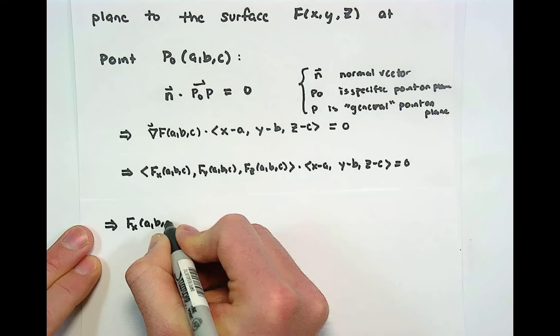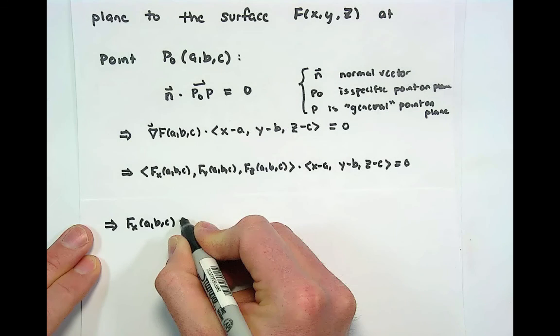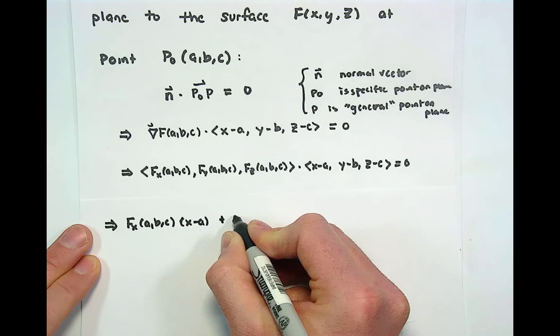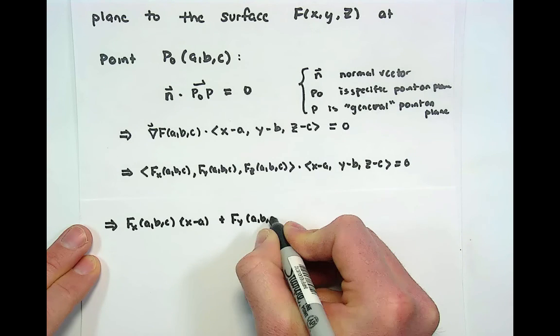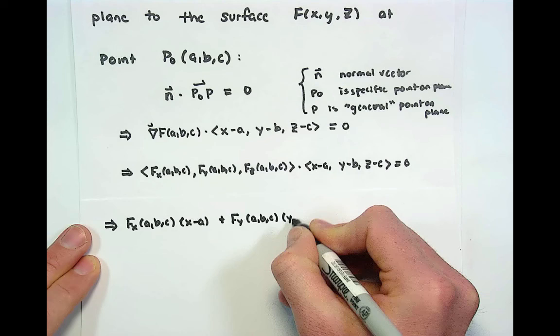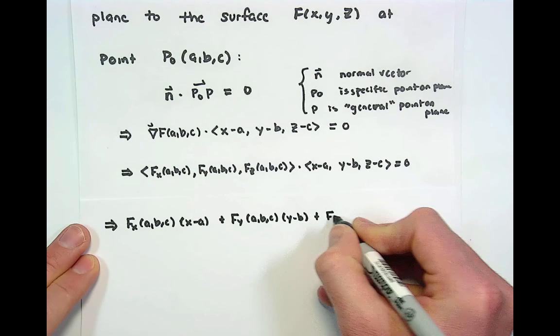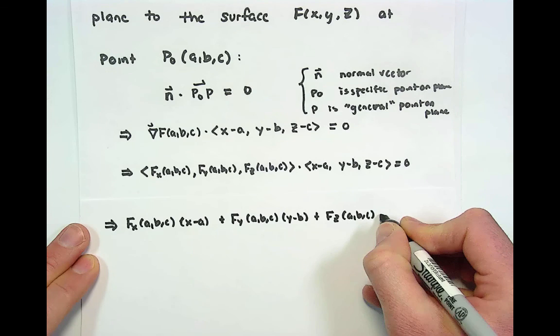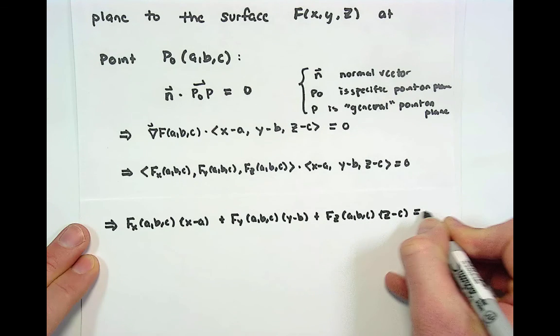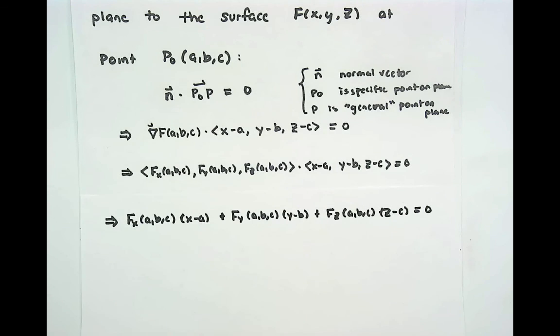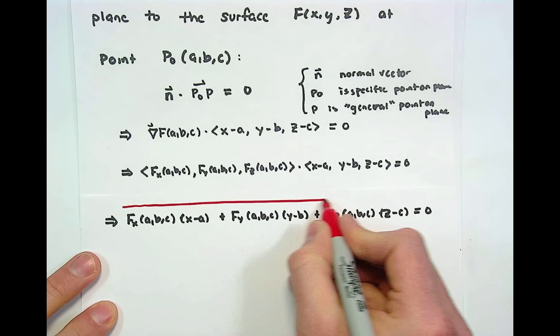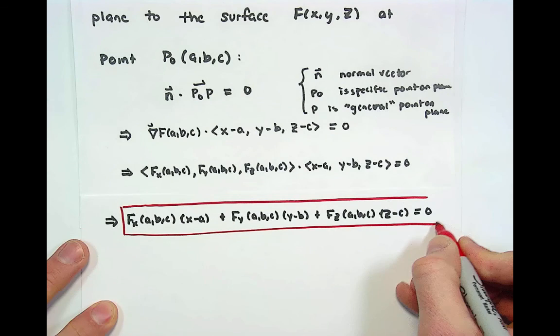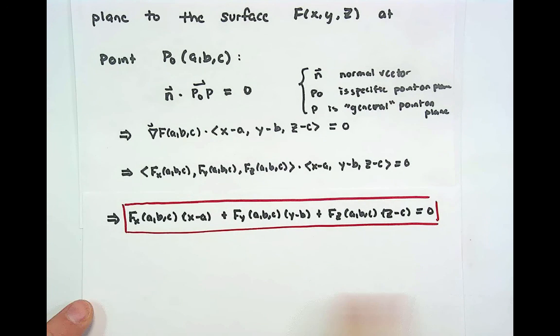So then this is f sub x of ABC multiplied by x minus a plus f sub y of ABC, so the partial derivative with respect to y, multiplied by y minus b, and then finally we have f sub z of ABC multiplied by z minus c, and the whole thing is equal to 0. Guess what this is? For any surface that's defined implicitly, this is the equation of the tangent plane through the point ABC to the surface.